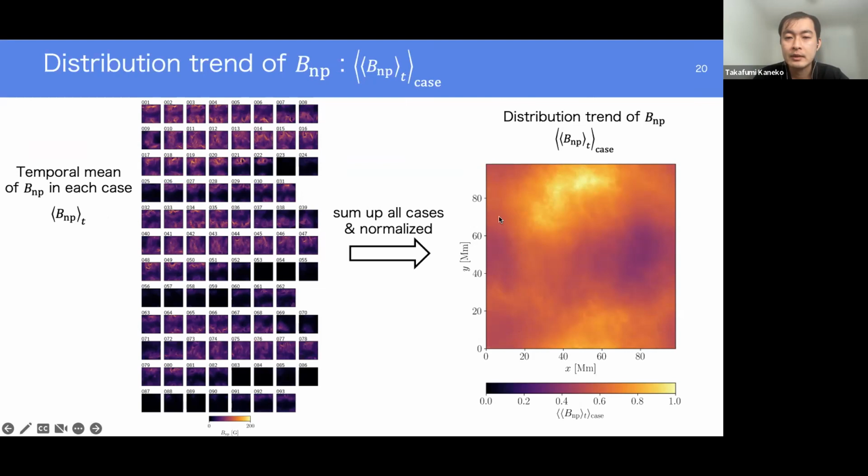In this figure, a bright region means the value is close to 1, so the non-potential field is likely to be created. But in a dark region, the non-potential field is not likely to be created. So this figure represents such a trend. And there is a question, I guess.